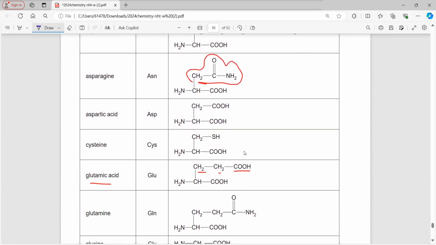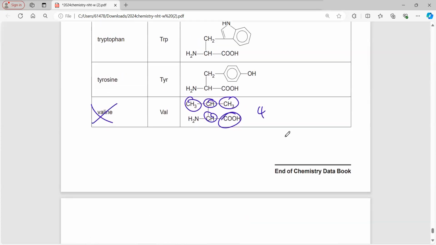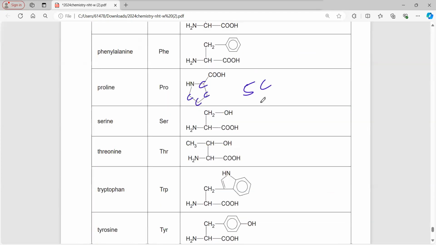Aspartic acid, again, 1, 2, 3, 4. So there's only 4 carbon environments. So again, we can't have aspartic acid. And then glutamic acid, 1, 2, 3, 4, 5. We can see that there's 5 carbon environments. So we can see that the battle is between glutamic acid and proline.